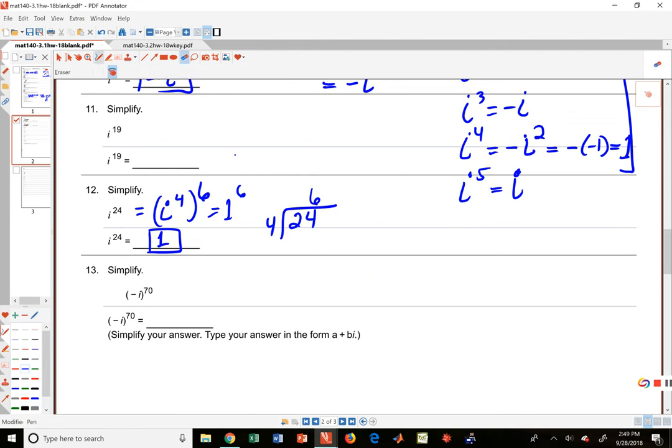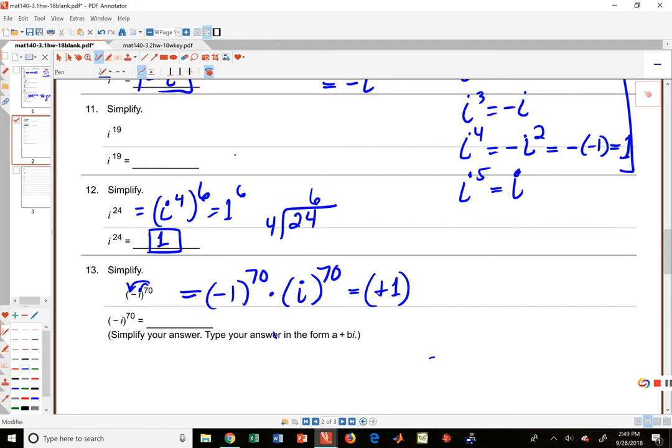Let's do one last one, and then we'll call it a day on this video. This is negative 1 to the 70th power times i to the 70th power. Now, you've got to know that exponents hit all the factors in the parentheses. So that's really important, because you got to know that turns into a positive 1. So positive 1 times, and then we got to rewrite i to the 70th. Now, how many times does 4 go into 70? Well, it doesn't go evenly, does it?